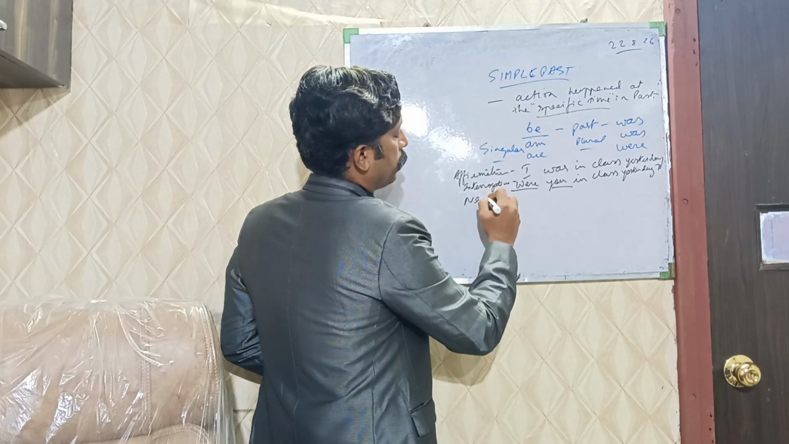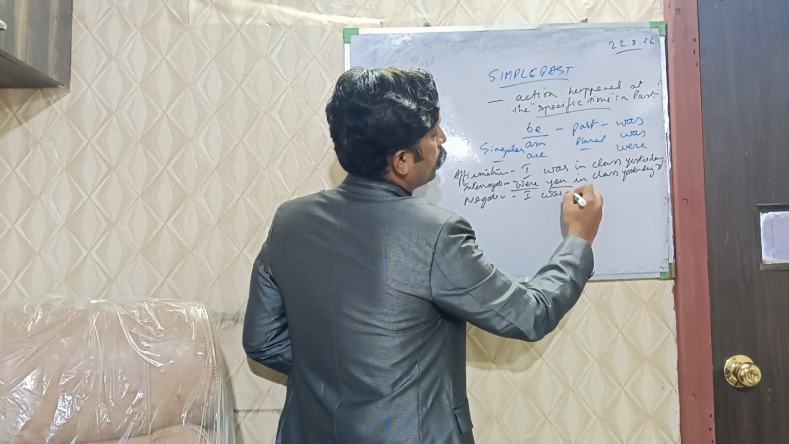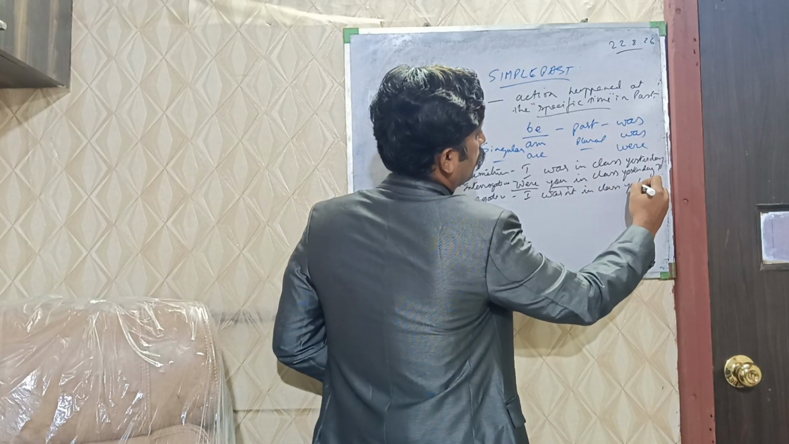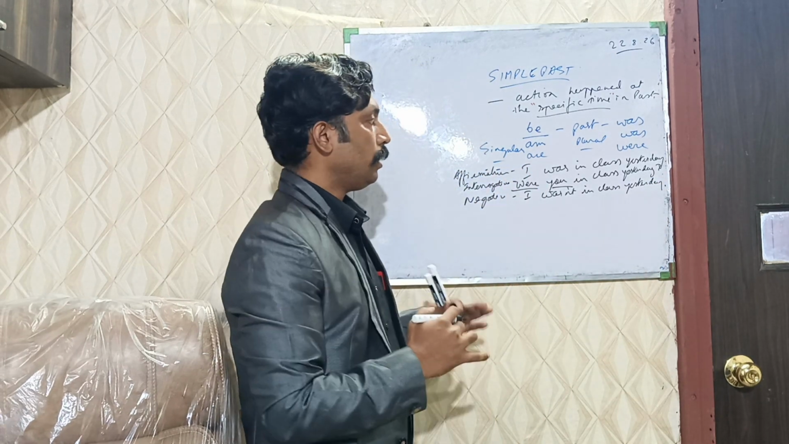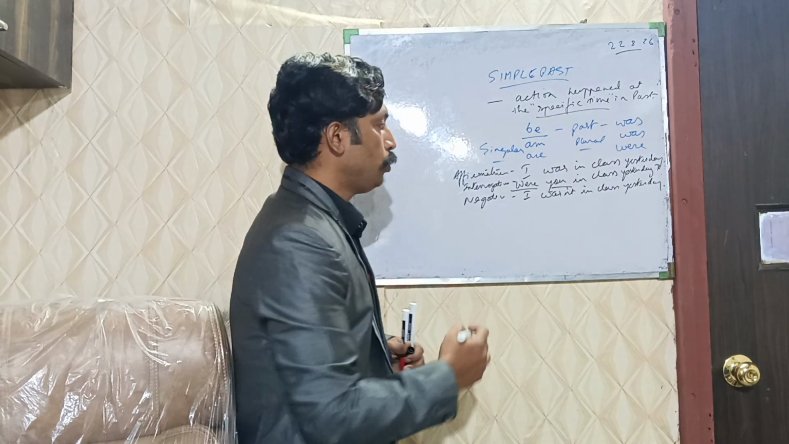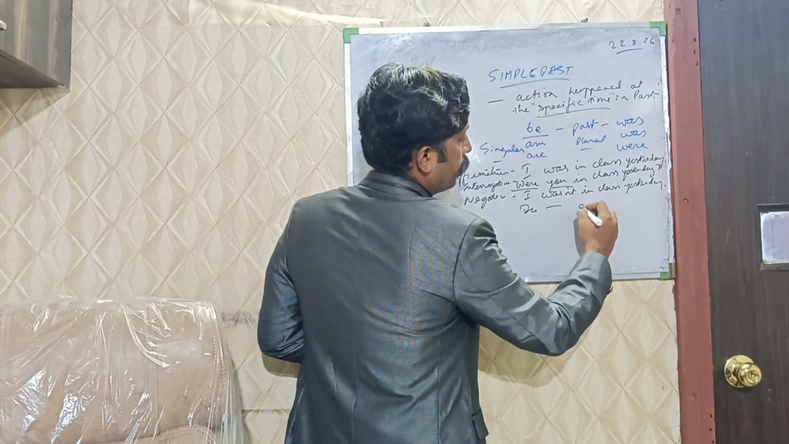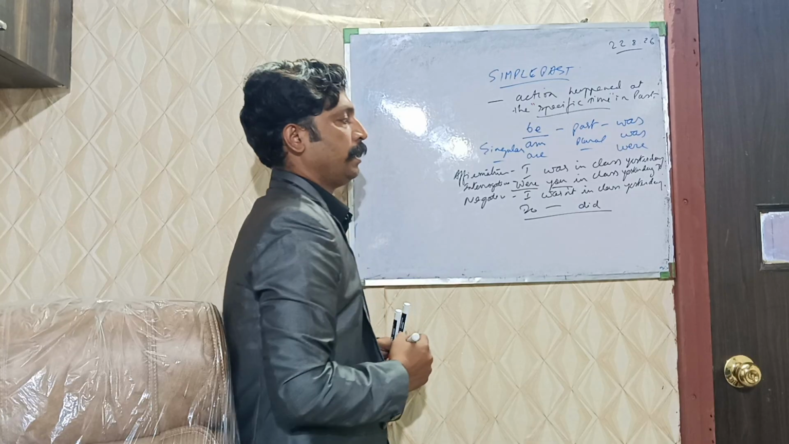A negative. I was not in class yesterday. So this is called the be form of the verb, and I'll tell you the next one, that is the do form. So do will become did. Do will become did in the past tense, right?